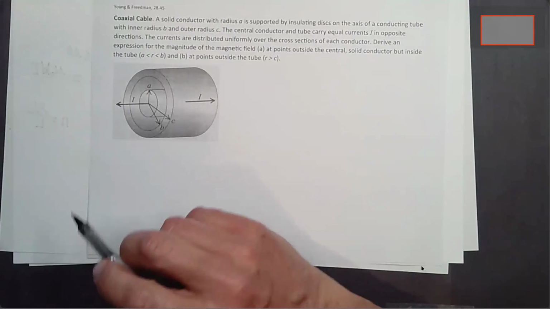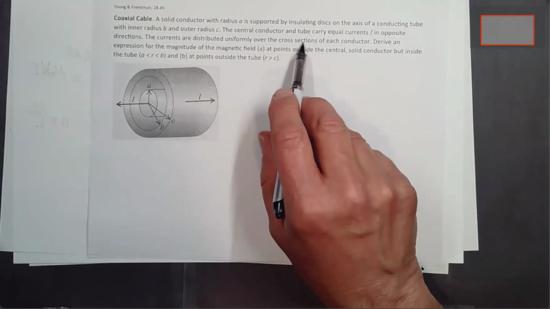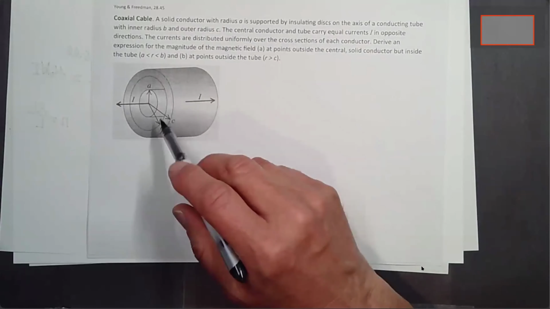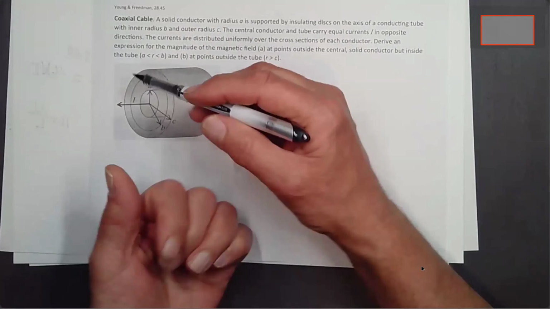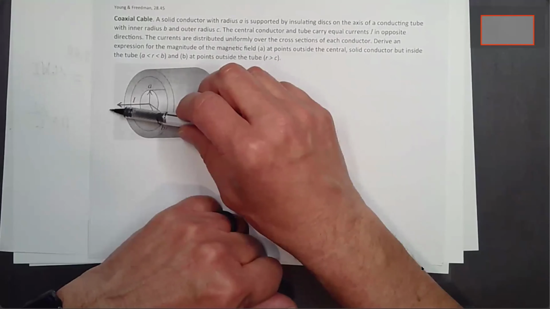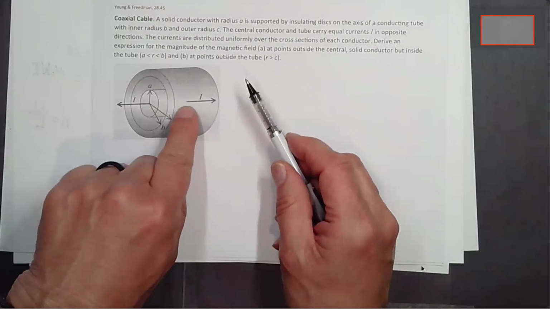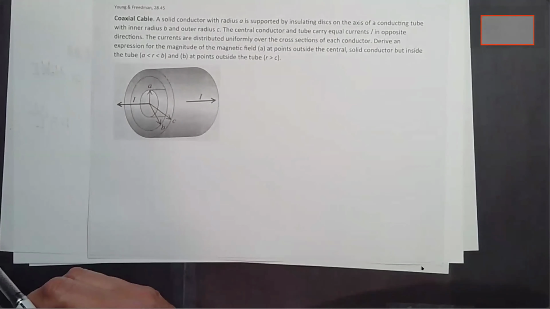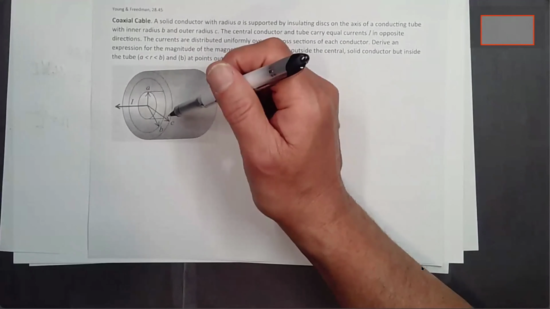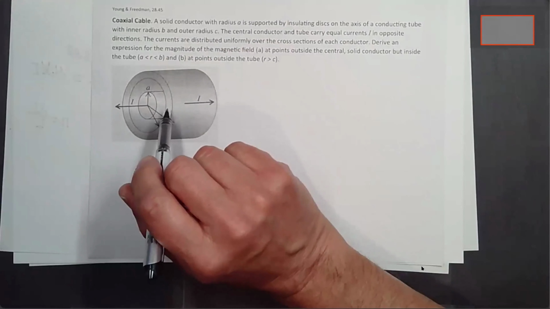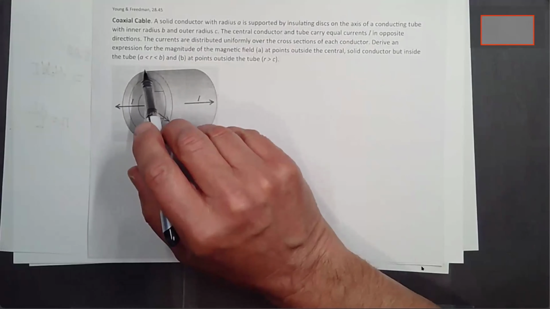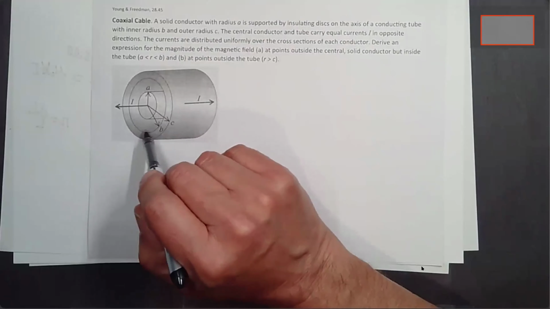So, the central conductor and the tube carry currents I in opposite directions. So in the central conductor, the current is going in this direction. In the outer conductor, it's going in that direction. And the currents, it says, are distributed uniformly over the cross sections of each conductor.